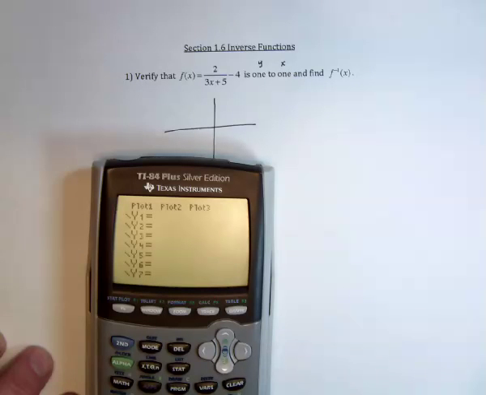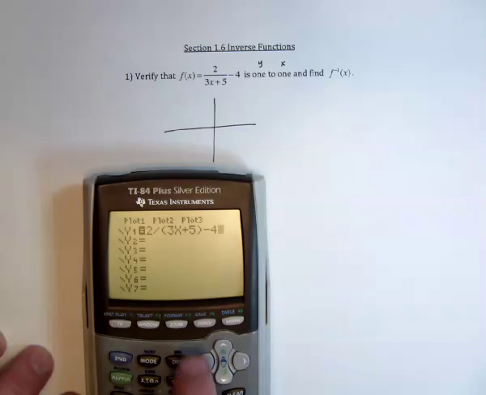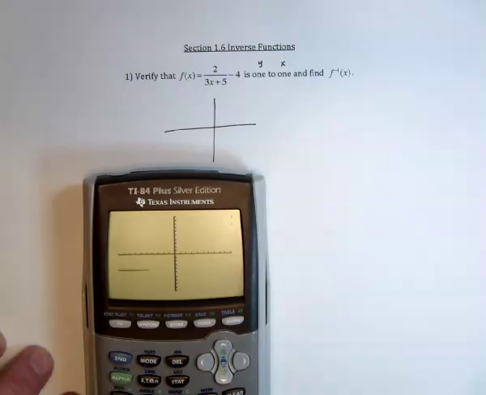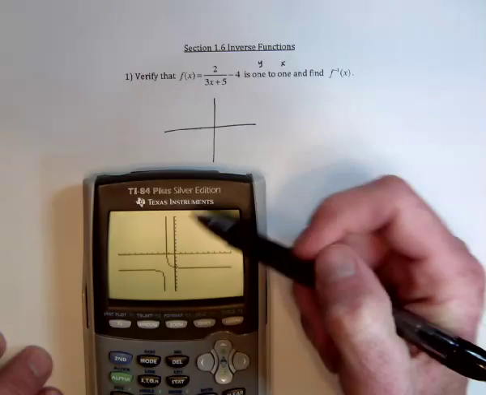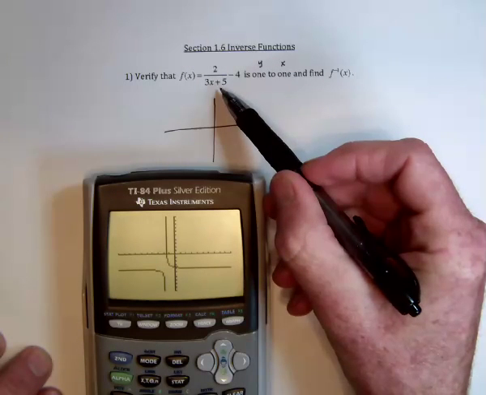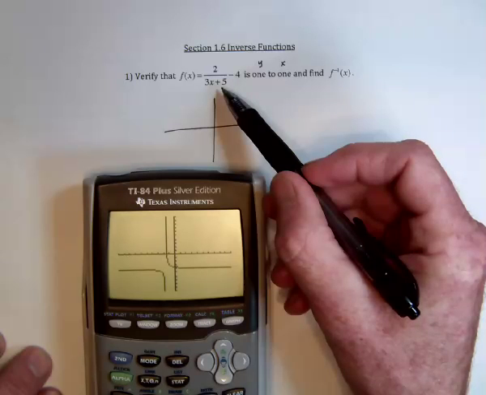So graphing y equals 2 divided by (3x plus 5), then subtract 4, zoom standard, and this function looks like a hyperbola, two branches of a hyperbola. There's also an asymptote right here where the function is undefined. That actually comes from the denominator equal to 0, which would be when x is equal to -5/3.